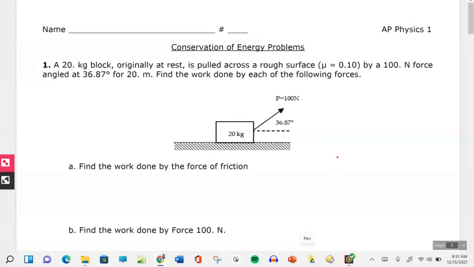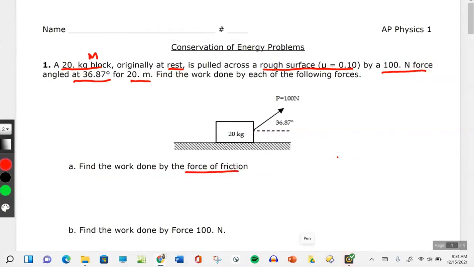Okay, part one on conservation of energy problems. We've got a 20 kilogram block, and it's at rest, and it's pulled across a rough surface with friction by this force and this angle for 20 meters. What is the work done by each force? What's the work done by friction?